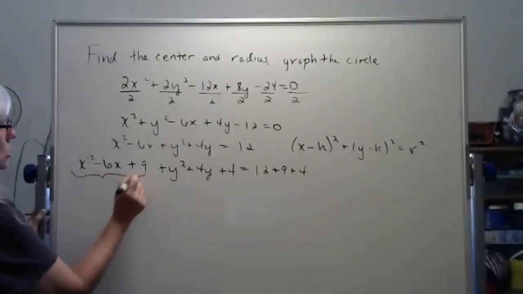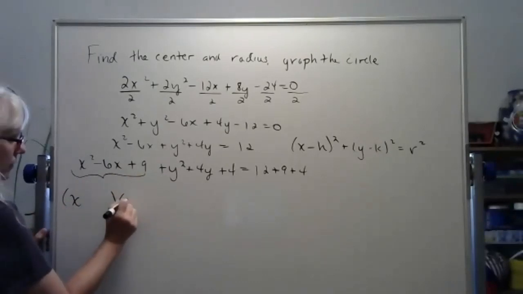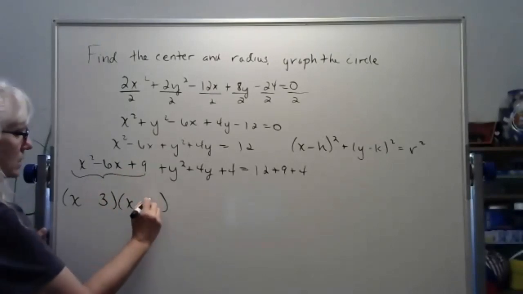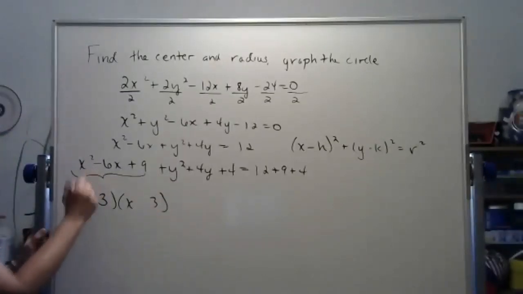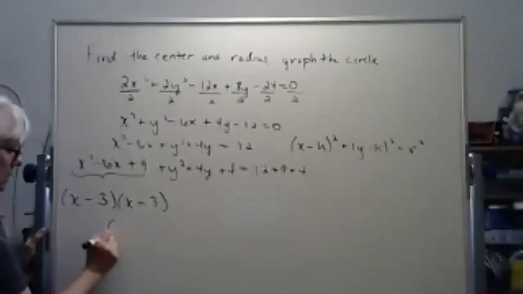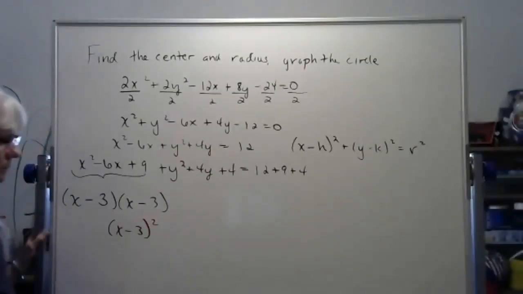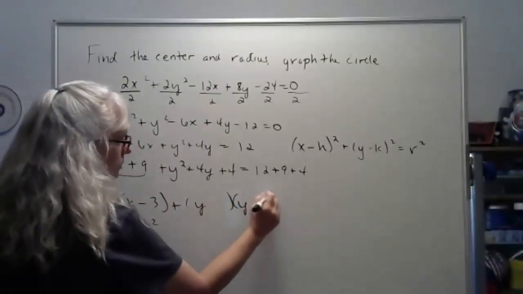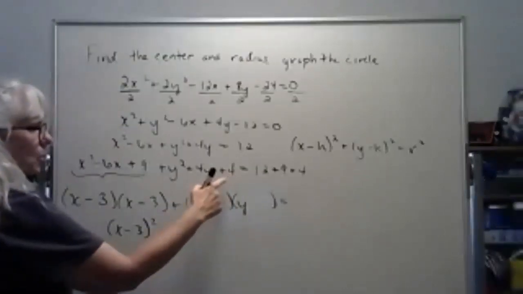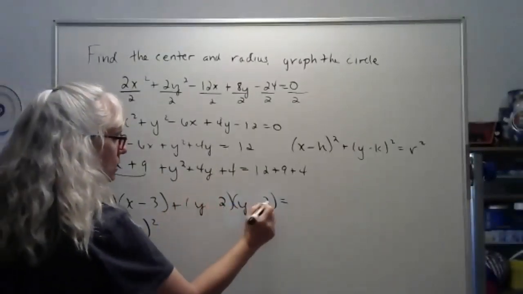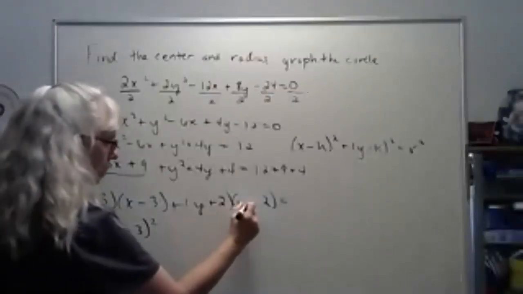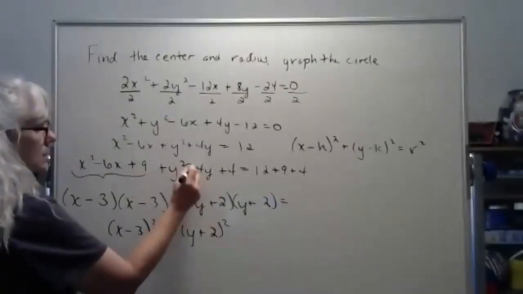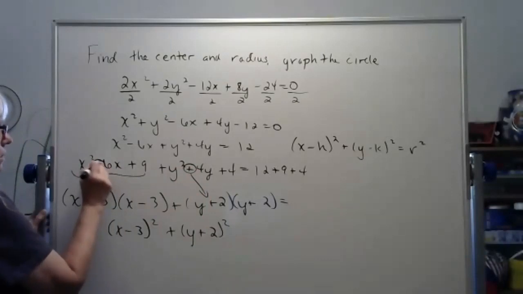So the first 3 terms are going to factor nice and neatly. So we need factors of 9 that add to 6, which are 3 and 3. And because it's a minus 6x, they'll both be a minus on the 3's. So that gives me my x minus 3 squared. Do the same thing with the y's. So we need factors of 4 that add to 4. What's 2 and 2? So that's going to give us a y plus 2 quantity squared. And it's a plus because of the plus on the 4y, so that sign is coming down.